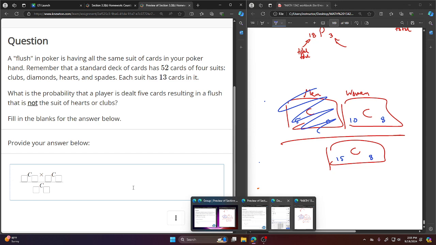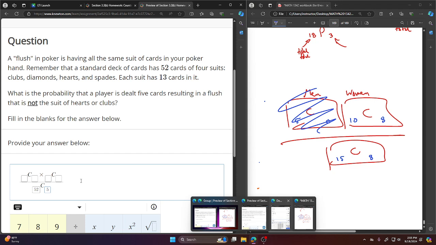A flush in poker is when you have all the same cards, the same suit. Each suit has 13. What's the probability of being dealt 5 cards and it's not a suit of hearts or clubs? Okay, so I'm getting a flush, and I need to start with a total. What's the total cards? 52. How many cards should be in my hand? I'm dealt 5 cards. So 5.